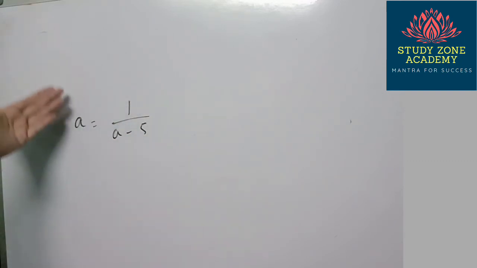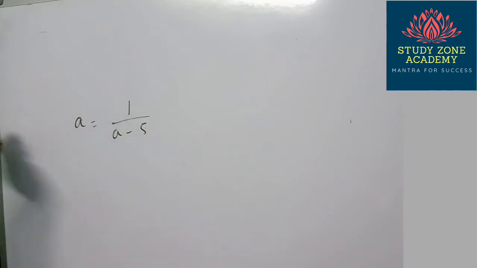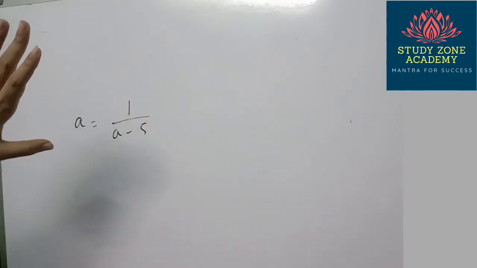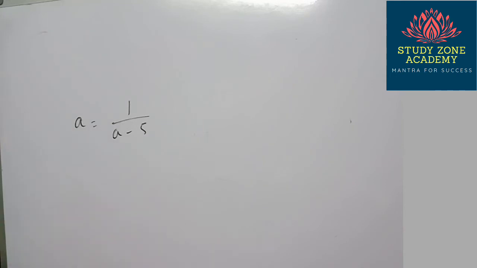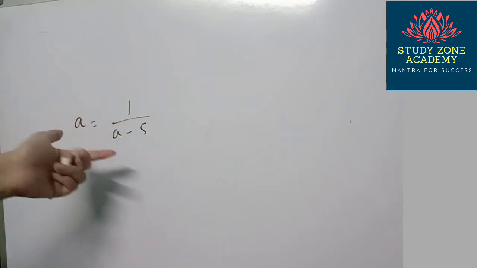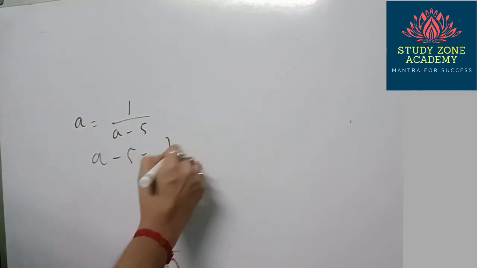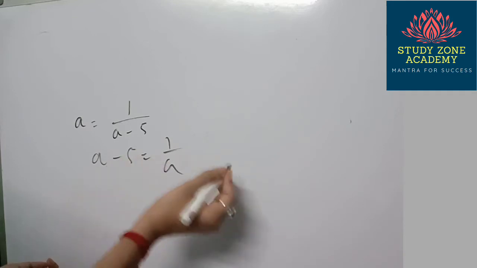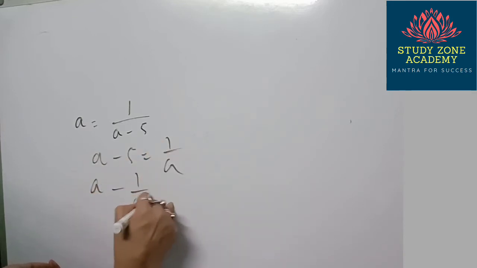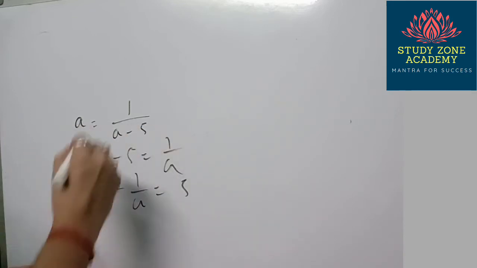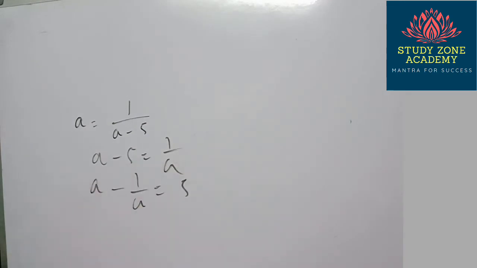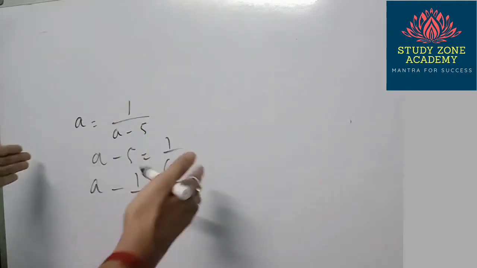Now some books have suggested that take this thing that side, multiply it. No, I won't suggest you that. Go for the simple cross multiplication. You put it here, a minus 5 equals 1 by a, shift to that side, bring 1 by a this side, 5 that side. You're going to get simply a minus 1 by a equals 5. This is what you need to do.